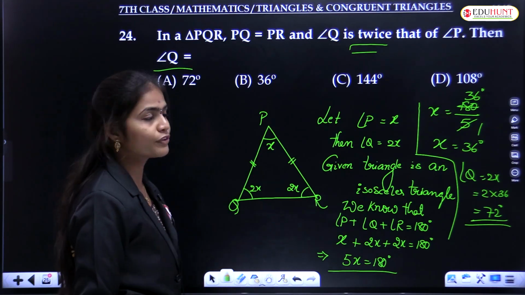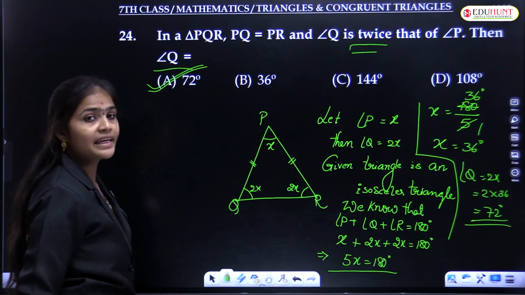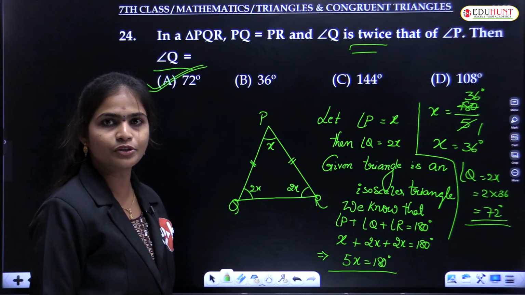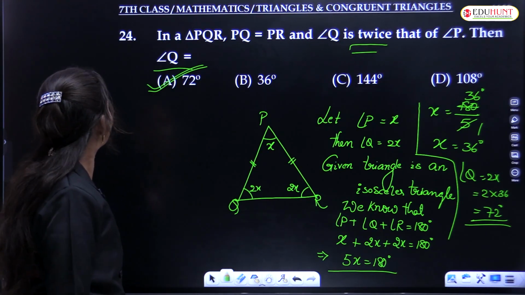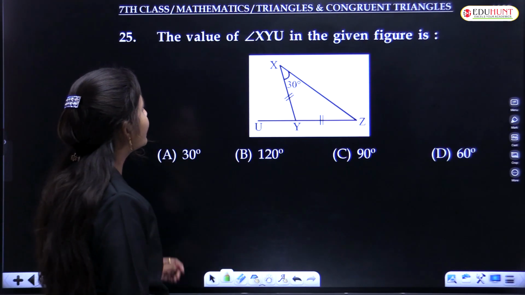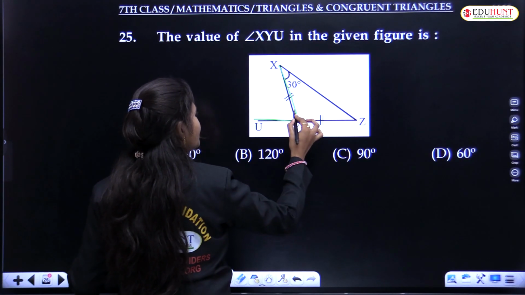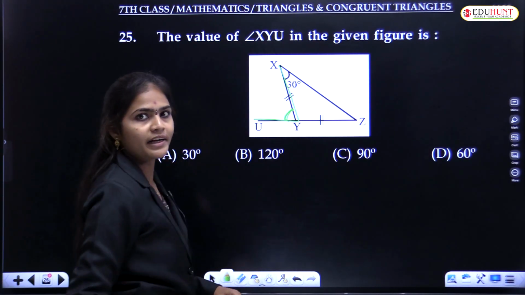So that is the value of Q, no? So which option is correct here? Yes, that is option A is correct here. Is it clear to you? Okay. So yes, next question is the value of angle XYZ. So here we can observe that XYZ. So here angle we need to find out.